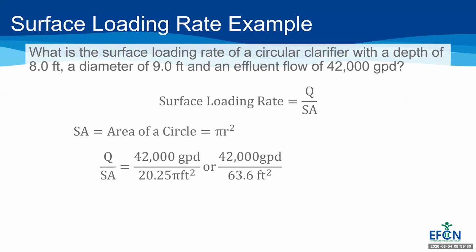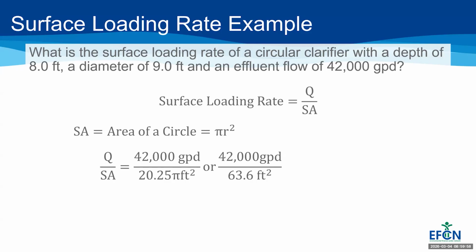So this is another example where they give you a circular clarifier with a depth of 8 feet, a diameter of 9 feet, and effluent flow of 42,000 gallons per day. And they want to know the surface loading rate. We know the surface loading rate equation is flow over surface area. Surface area, well, we're looking at a circle. The area of a circle is pi r squared.